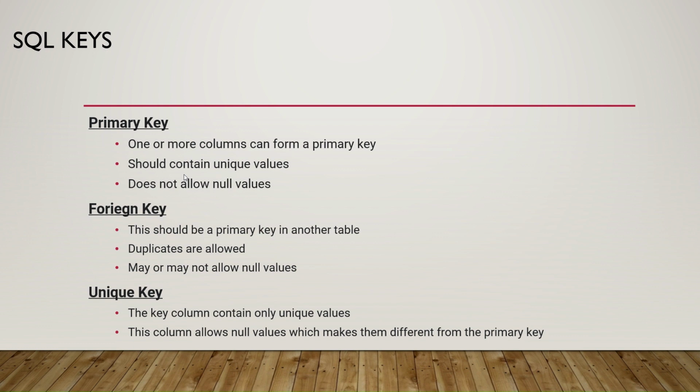The next one is a unique key. A unique key contains unique values, like the primary key. The only difference between the primary key and the unique key is that a unique key does allow null values, but a primary key does not allow null values. So this makes the difference between a unique key and a primary key, and in many scenarios we use unique keys to retrieve the data.